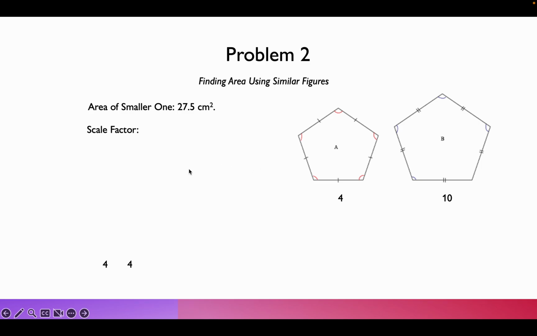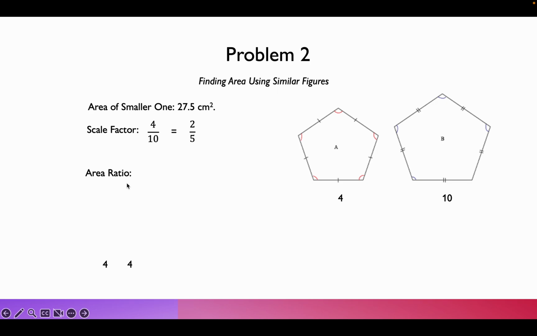The scale factor is 4 to 10, 4 over 10. I can reduce that because both of these numbers are divisible by 2. So let's go ahead and do that. When I do that, it makes the numbers smaller and easier to work with. So 4 divided by 2 equals 2, 10 divided by 2 equals 5. 2/5 is my scale factor.